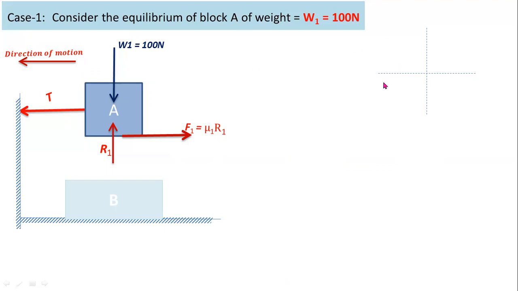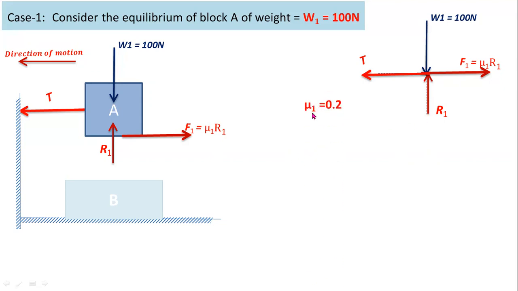Now you have to consider two reference axes. One is parallel to the horizontal plane, other one is vertical. So these two are self weight and reaction force. This one is the friction force, and this one is tension. This is the free body diagram for this block A. Already we know that resolve all the forces along the horizontal axis, and also you have to resolve all the forces along the normal axis.